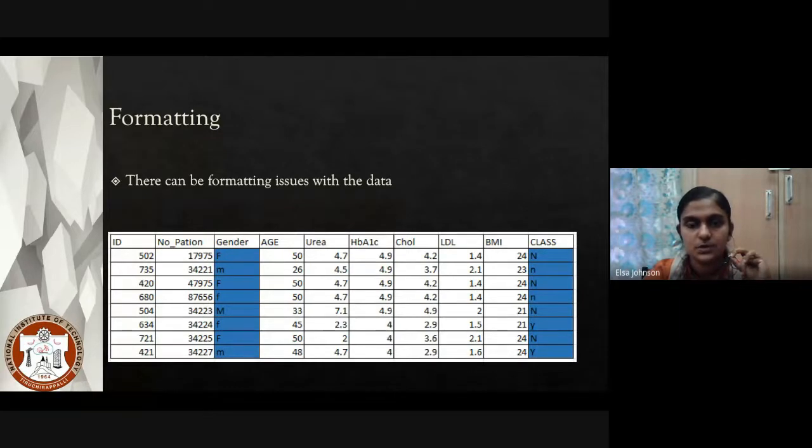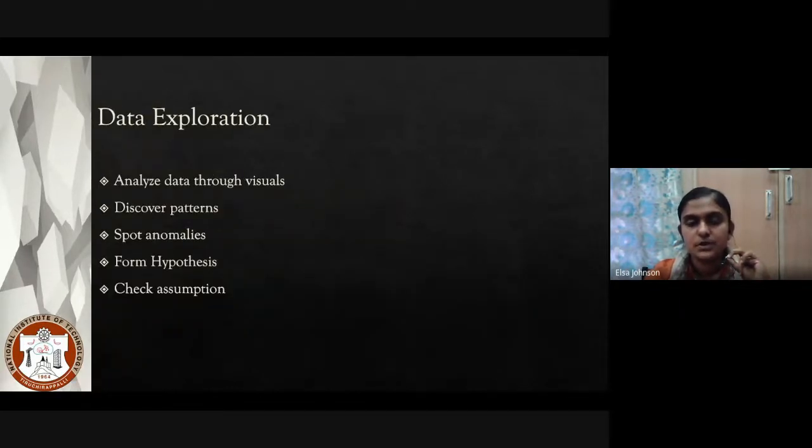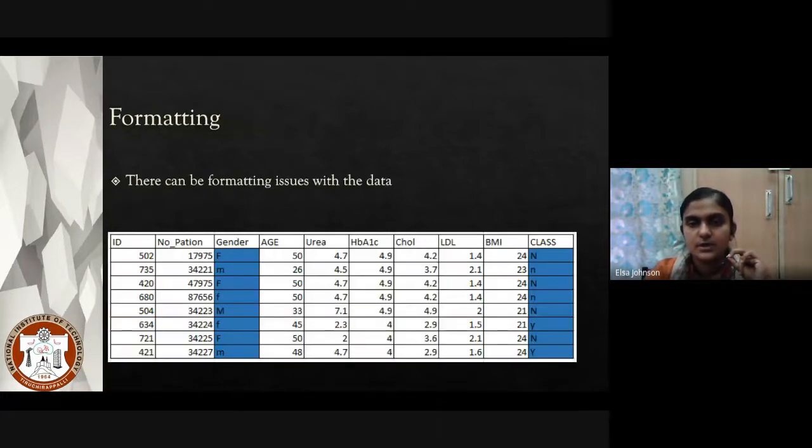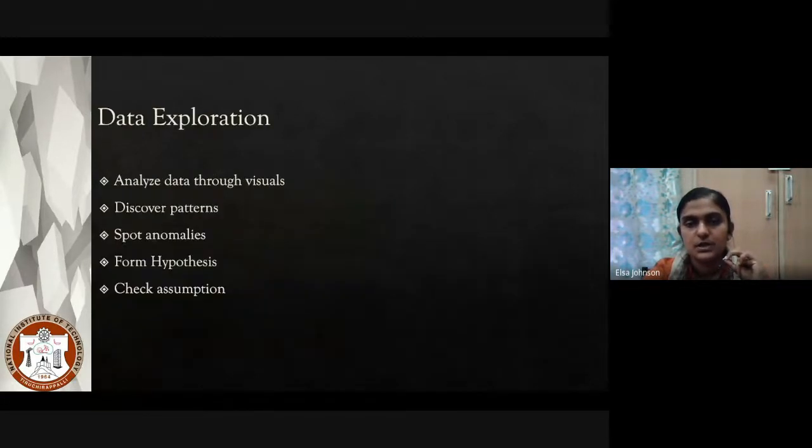Next one is data exploration. Data exploration means we'll be visualizing the data, seeing different patterns, spotting anomalies, and forming certain hypotheses. For example, in the previous data, you see the HbA1c values have close correlation with the diabetes class. Like that, we can discover some patterns in the data. That is known as data exploration, that is extracting deep insights from the data that you have cleaned up.